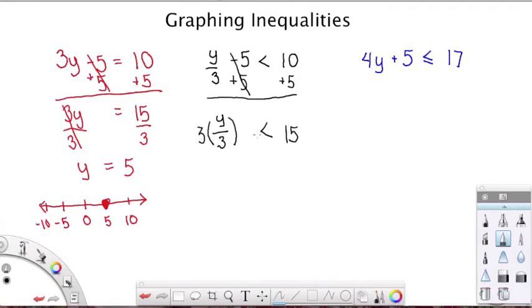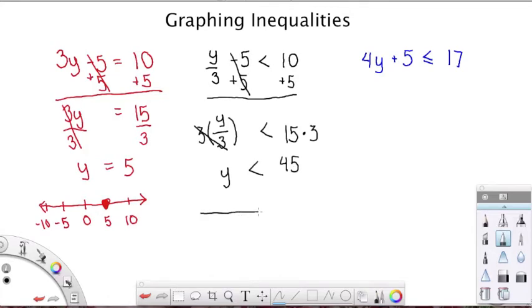What we do to the left, we must do to the right. So we're going to also multiply the right-hand side by 3. And the 3's cancel each other out. I'm left with y is less than 45, which is 15 times 3.